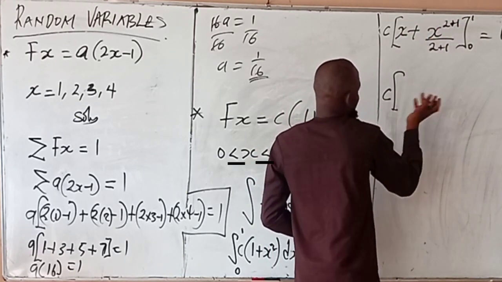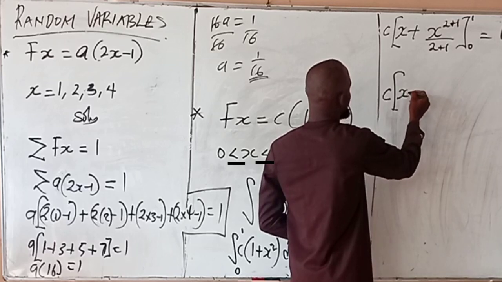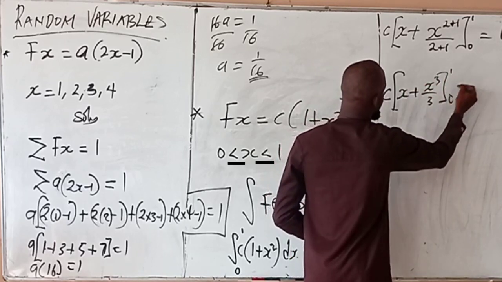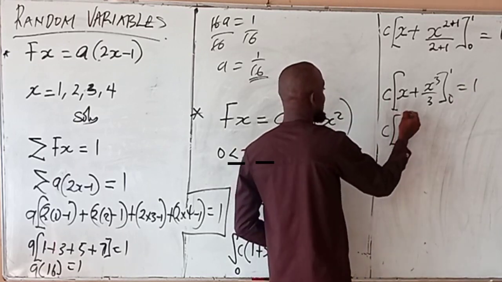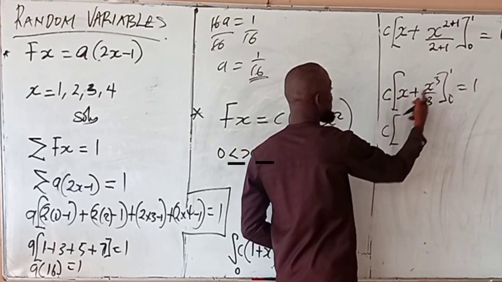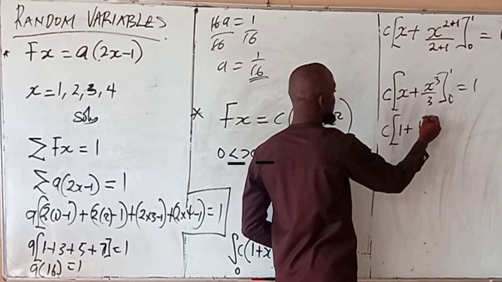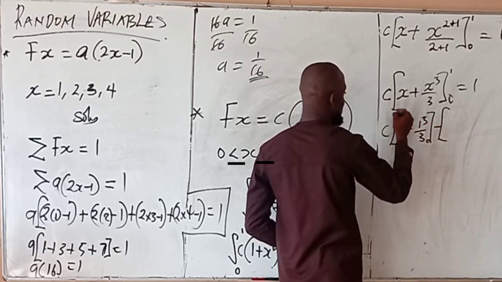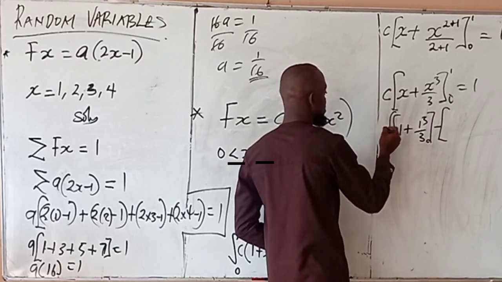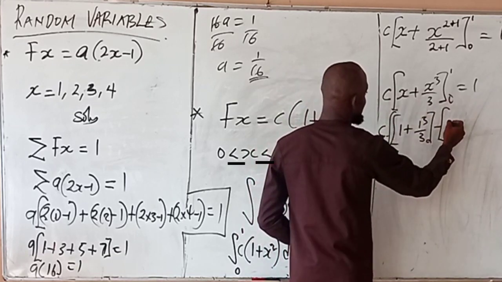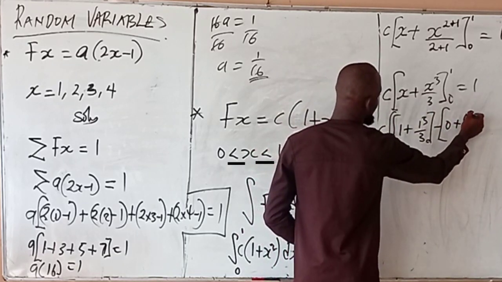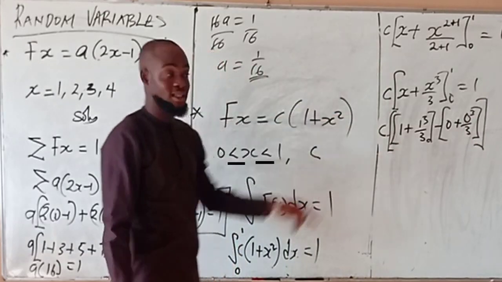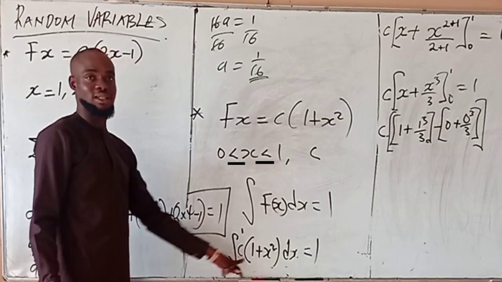Let's simplify everything. s cubed over 3 from 1 to 0 is equal to 1. If I put in the upper limit, we will have 1 plus 1 cubed over 3, then minus, we put the lower limit, 0 plus 0 cubed over 3. This is how to do this. This is called definite integration.